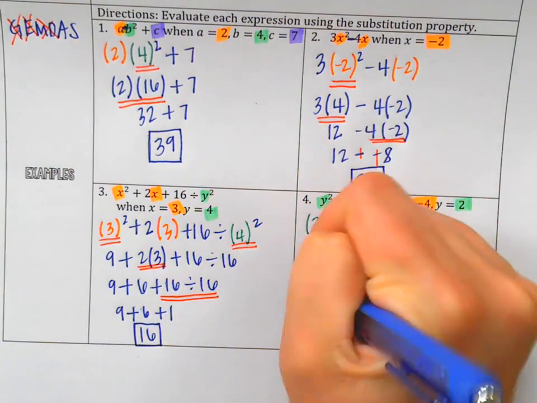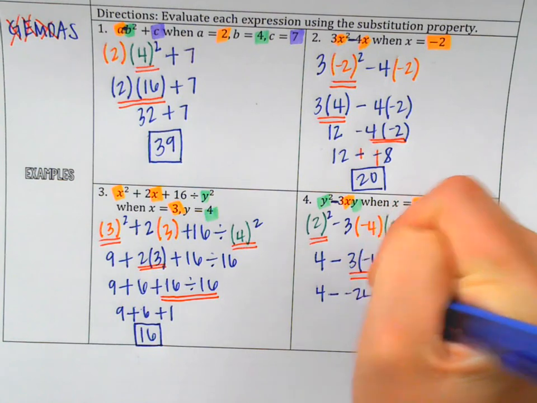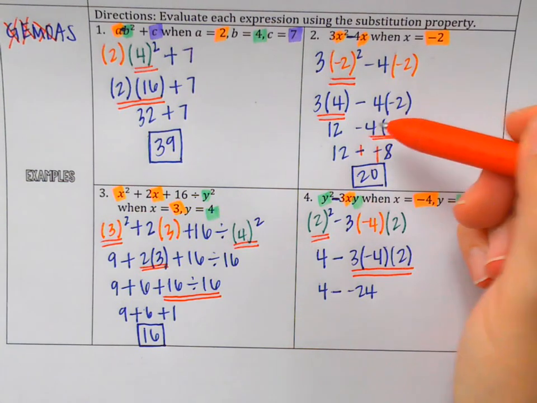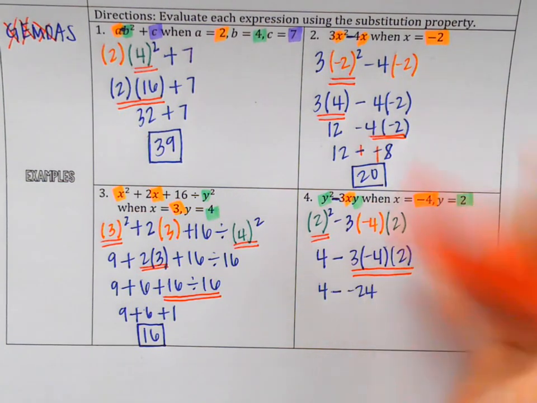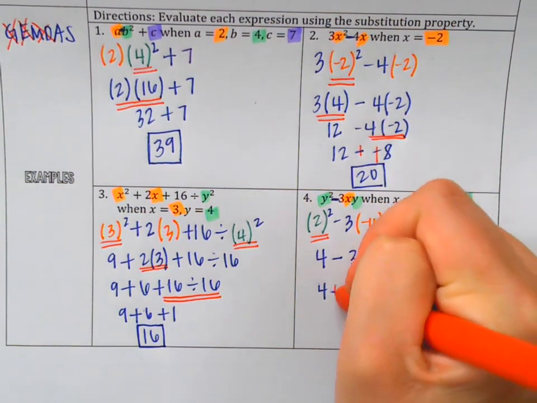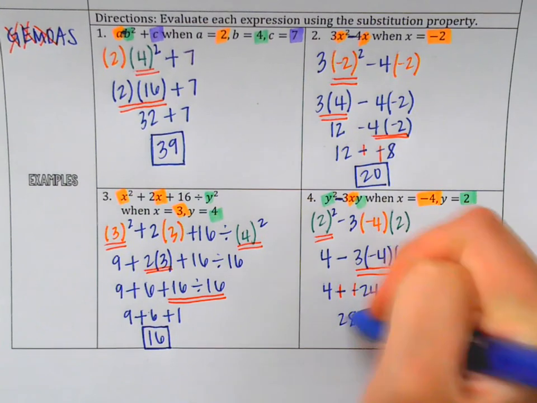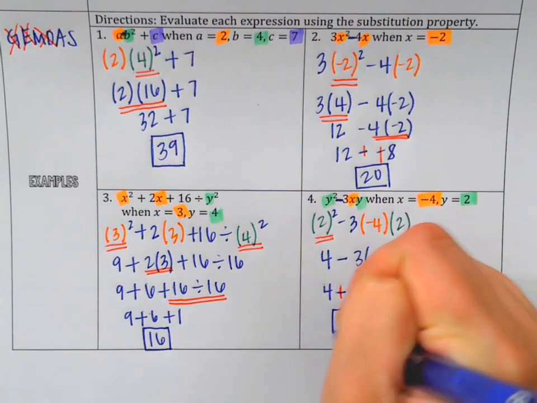So we have 4 minus a -24. Now, what do we know about minus a negative? When we're subtracting a negative, just like we did up on 2, a minus and a minus makes a positive. So 4 plus 24, that ends up to be 28. And that's my final answer.